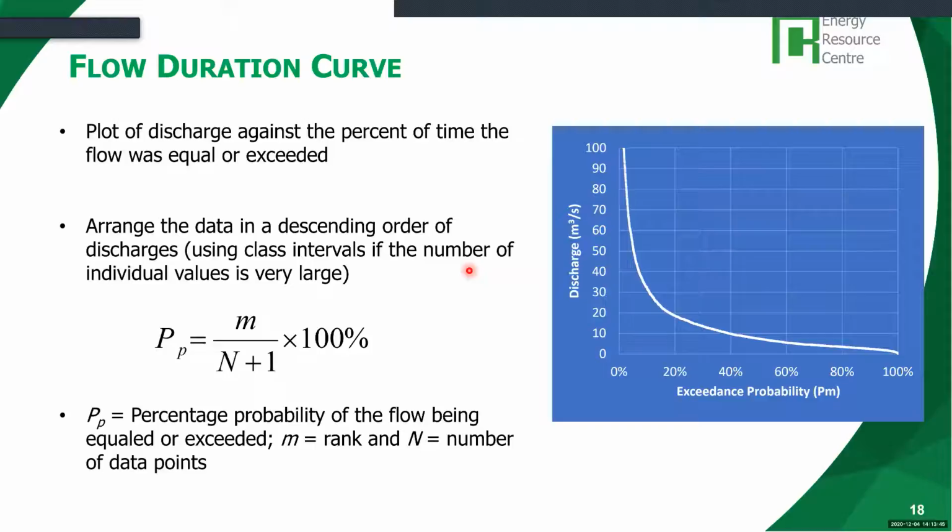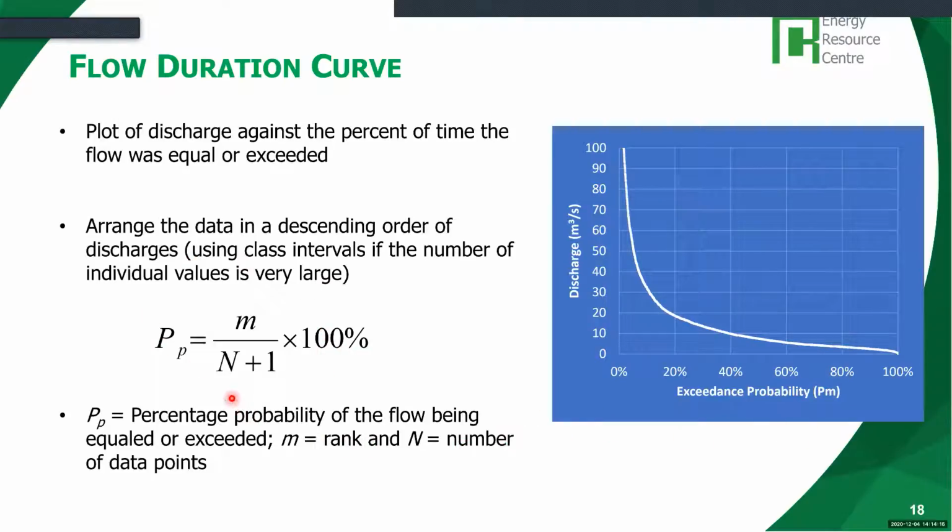Nowadays in Excel, you can do that. So you can really get the percentage easily. Based on that, you get the percentage probability of flow being equaled or exceeded. M is the rank of that maximum flow or whatever the flow out of thousands of data, and N is the number of data points. You divide M by N plus 1, times 100%, is the formula to get the exceedance probability.